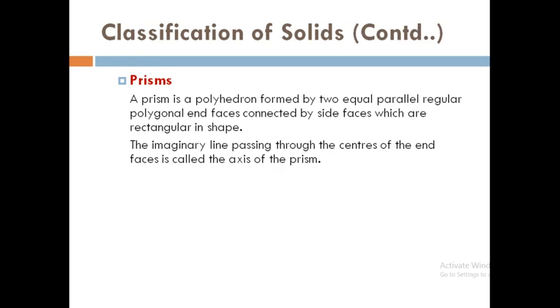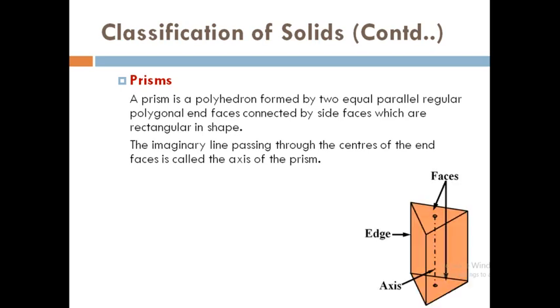Coming to the next type of polyhedra, the prism. A prism is a polyhedron formed by two equal parallel regular polygonal end faces connected by side faces which are rectangular in shape. If you look at this sketch, it's a triangular prism formed by two equal parallel polygonal end faces, that is, triangles. One is the top face and the other the bottom face, surrounded by rectangular faces. That type of solid is called a prism.